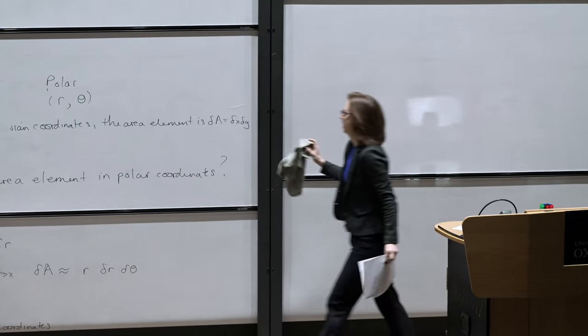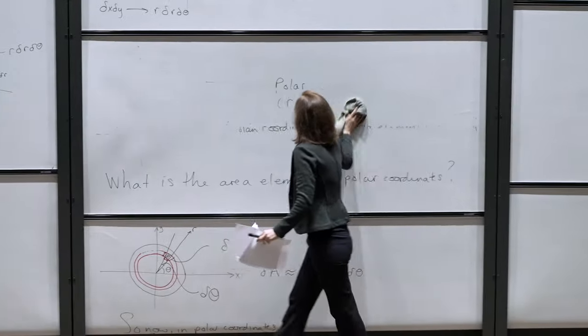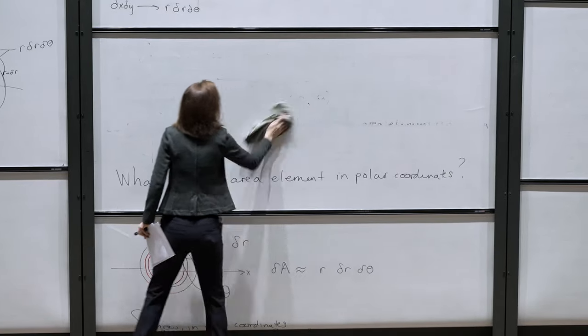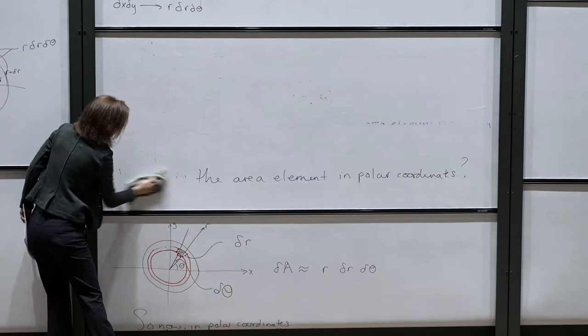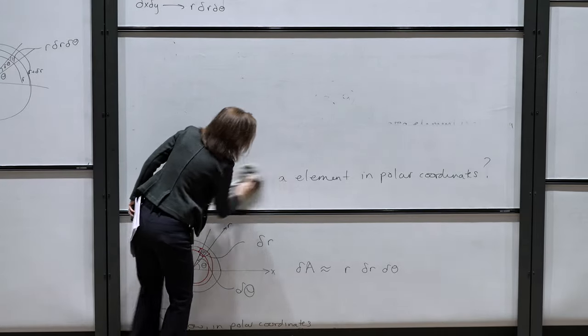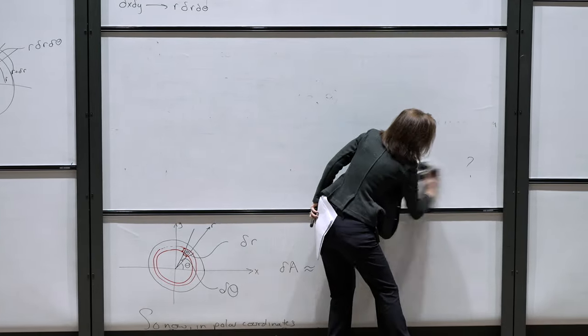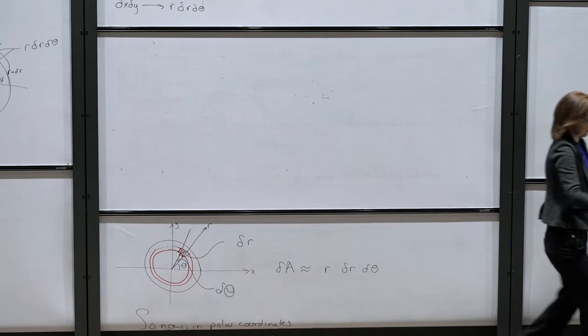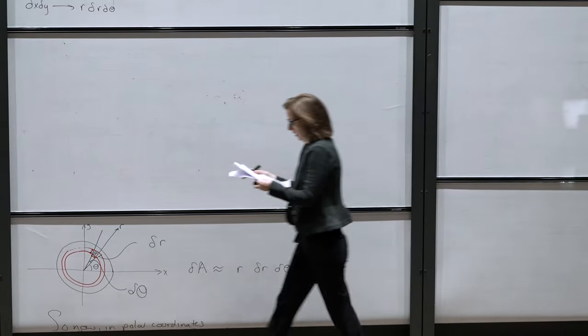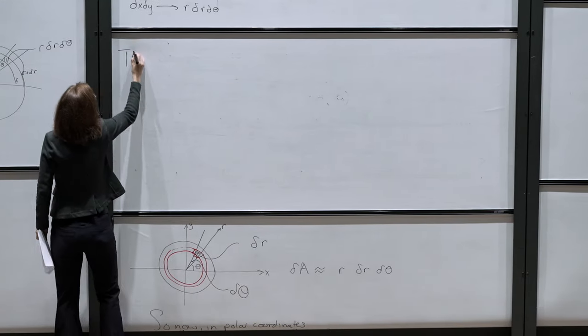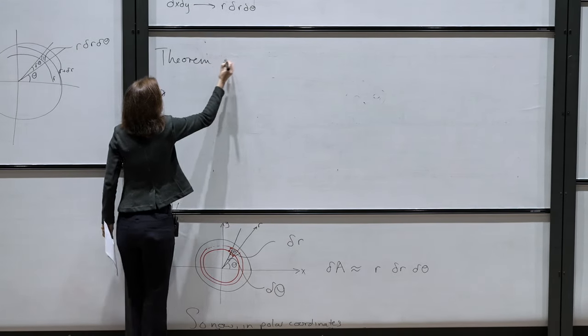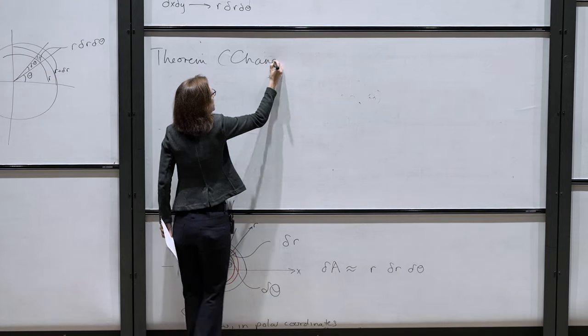Okay. So let's think about how we do this in general. And we're going to state a theorem that we will be using in our examples when we consider these mappings. So the theorem is as follows. And it's a theorem for the change of variables.